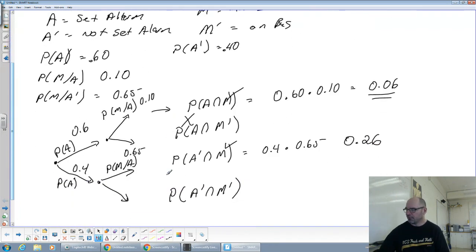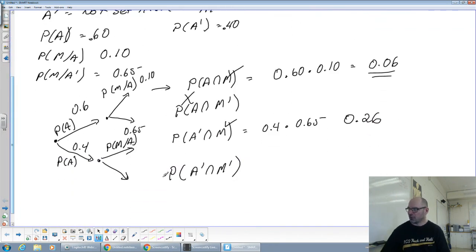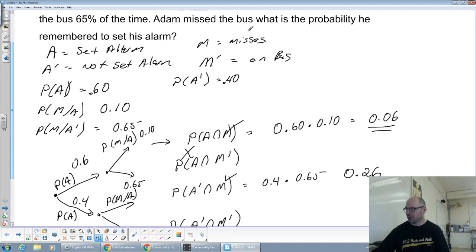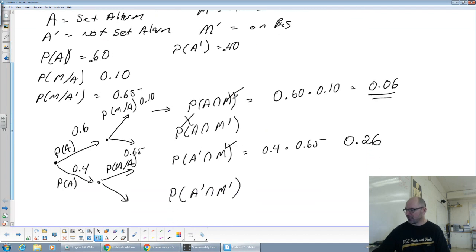Okay. So the total is, the question says Adam missed the bus. Right, Adam missed the bus. So what I forgot is that there's another time he missed the bus. What if he didn't set his alarm? So this is the favorable, and this is the unfavorable.